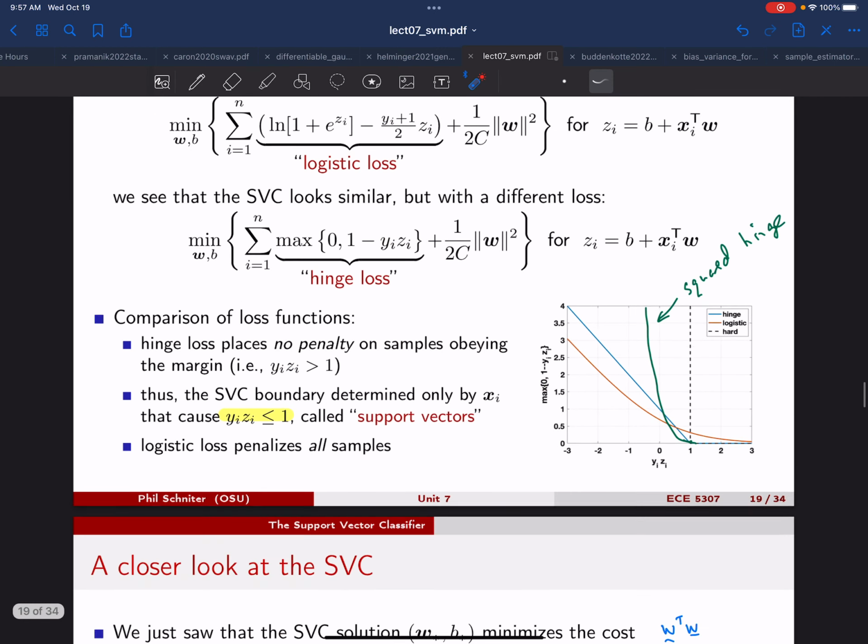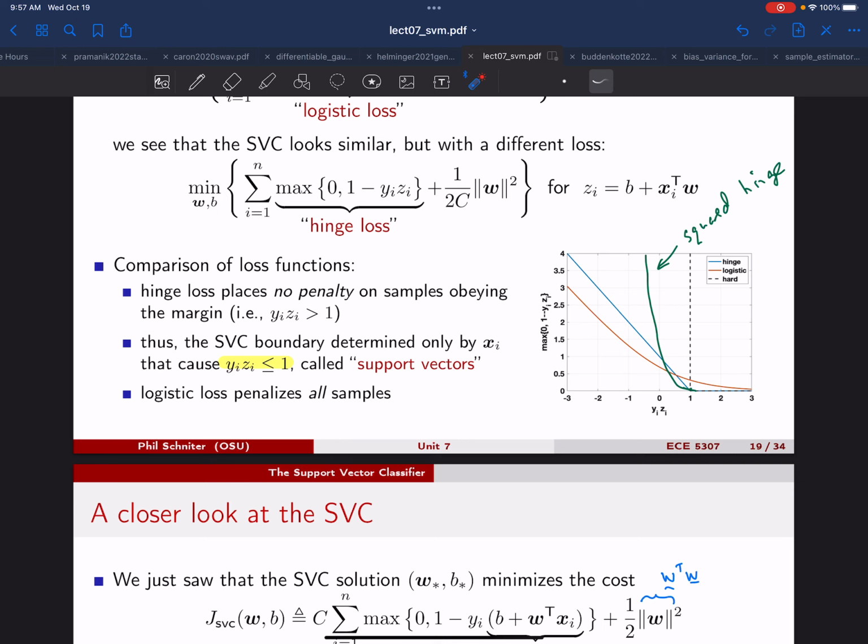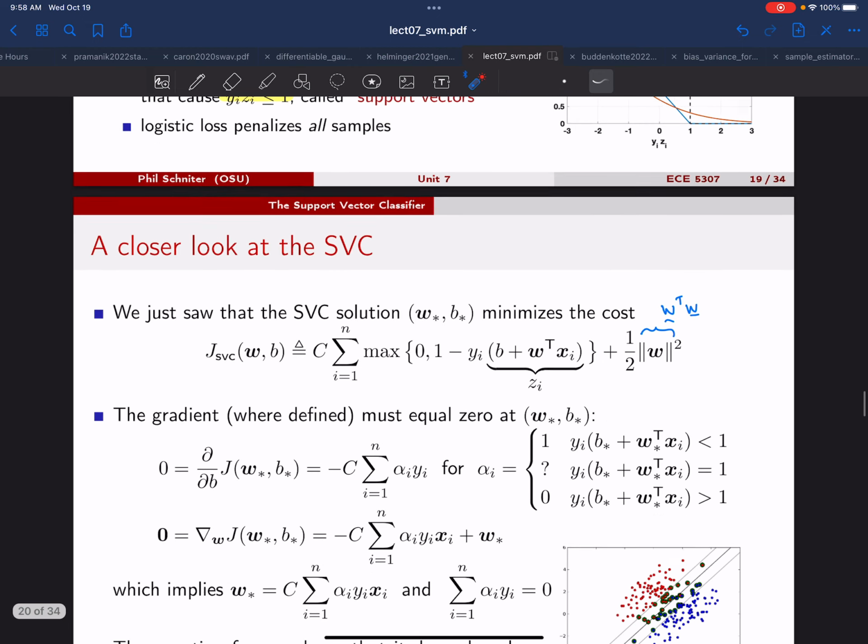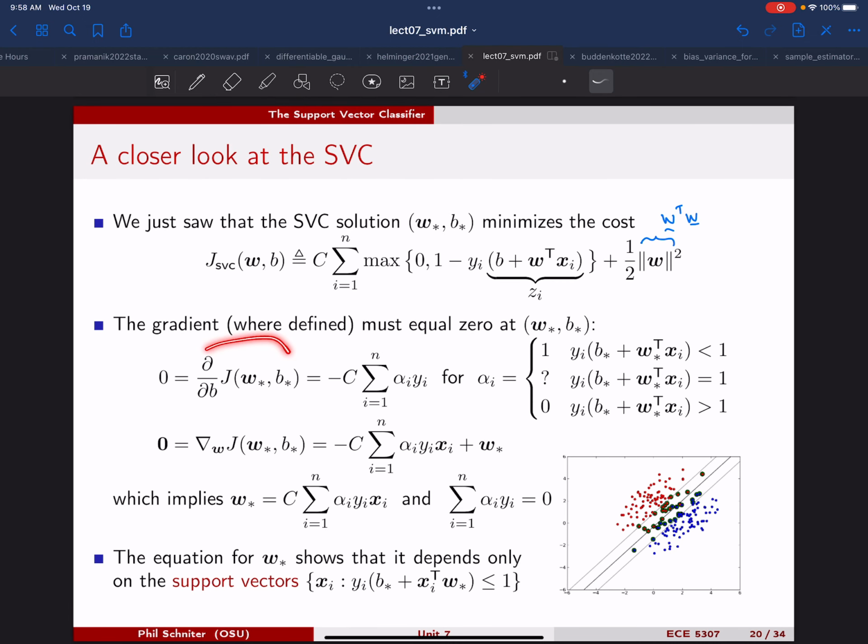And if you go back to this picture here, let me erase this. In this picture here, you can see that when y_i z_i equals 1, you're right at this point, and you can see that this hinge loss is not actually differentiable there. The slope from the left is different than the slope from the right. So at this point, because it's not differentiable, we don't really know what form this gradient will take, and so we're just going to use a question mark for this alpha_i.